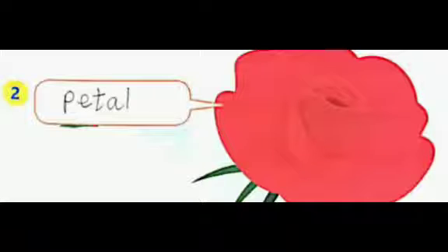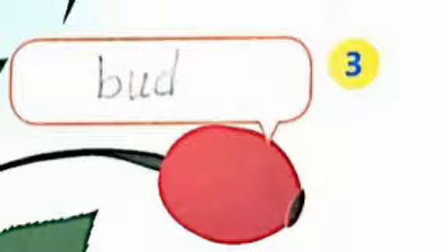In the second one, it's like a flower petal. You don't write petals, you just write a petal. They placed it in only one petal, so you have to write a petal. The next, third one, they placed it in a bud, so you have to write a bud.